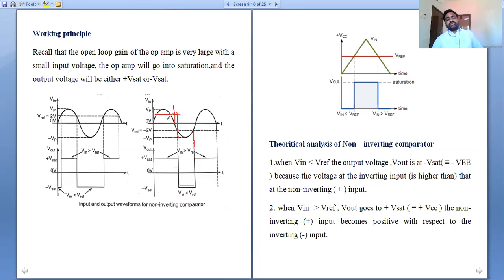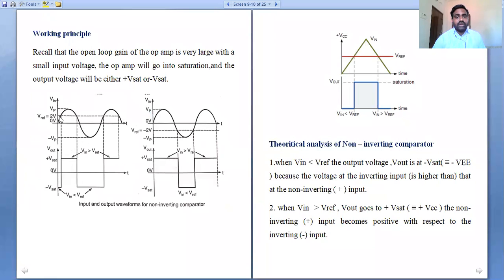That means if the input voltage is greater than the reference voltage, we get a plus Vsat condition, or the high condition. If the input voltage is less than the reference voltage, we get a minus Vsat condition, or the low condition. So that is the explanation with respect to the two types of reference voltage.